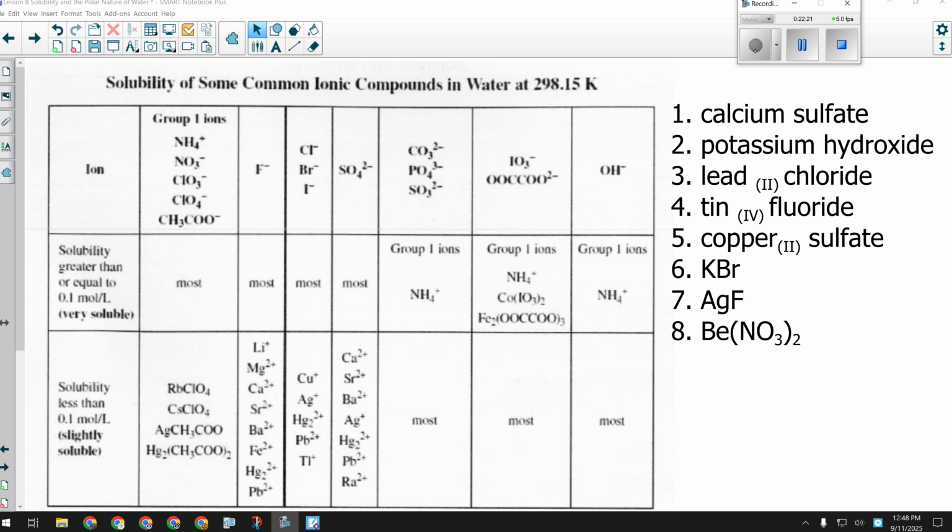So the way it's set up is you've got your ions, usually the negatively charged ones, along the top. And then you have 2 rows beneath that. The middle row is the row where things are soluble. And the bottom row is the row of things that are not. So if I was to give you, let's say, this compound.